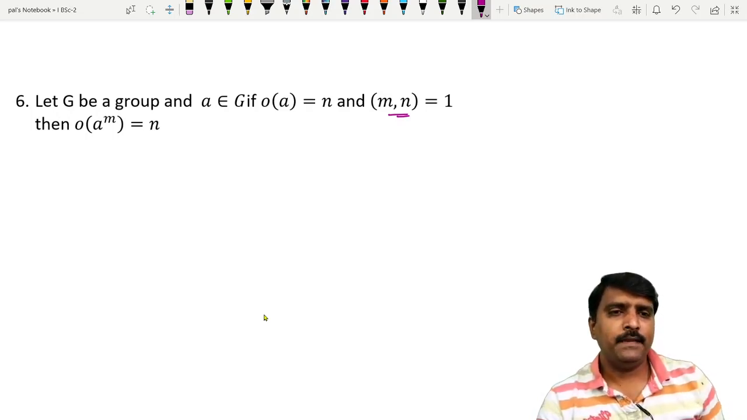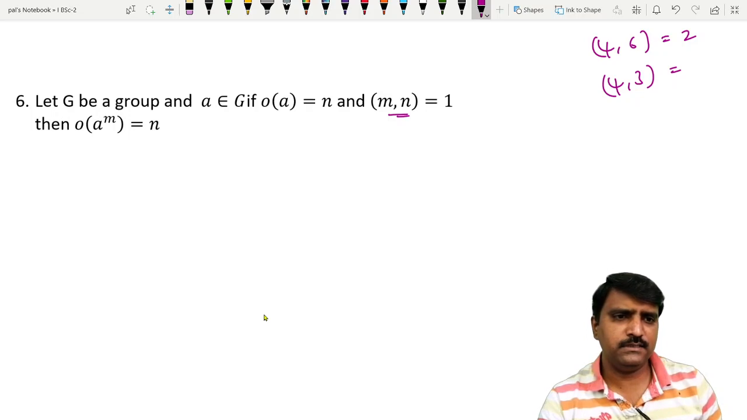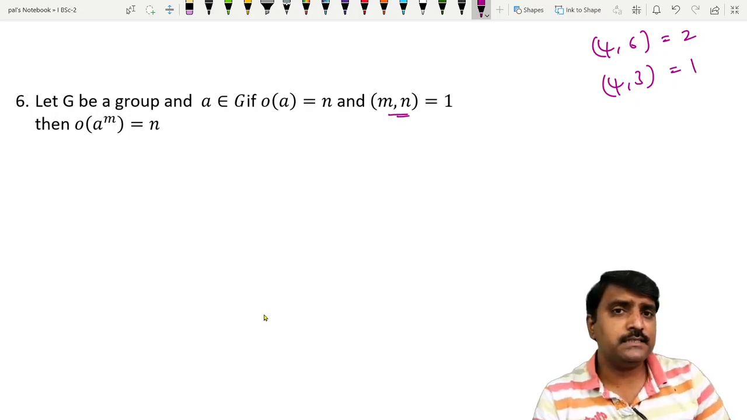Relatively prime. For example, I just write 4 and 6. GCD of 4 and 6 is 2. GCD means greatest common divisor. Greatest common divisor of 4 and 6 is 2. And again, you write GCD of 4 and 3. GCD of 4 and 3 is 1. Greatest common divisor of 4 and 3 is 1.